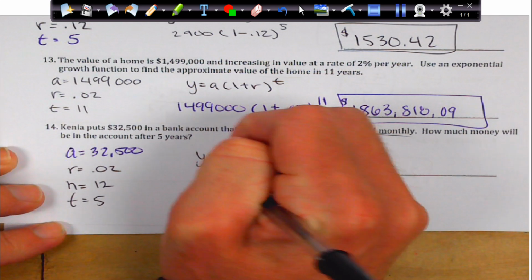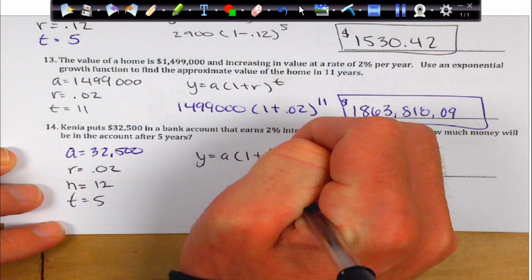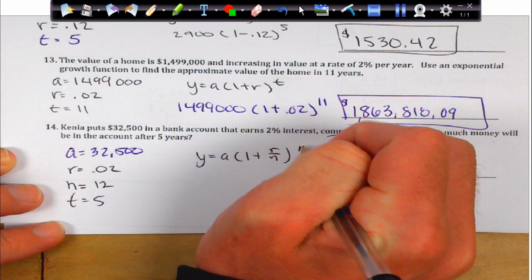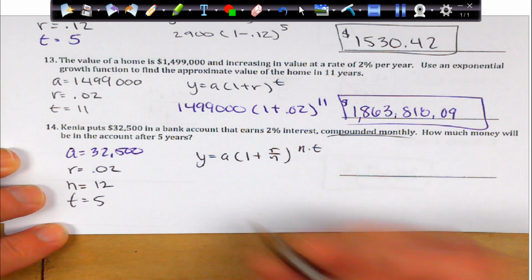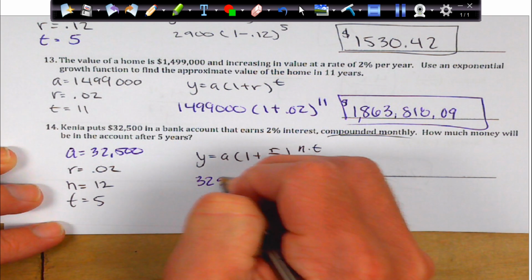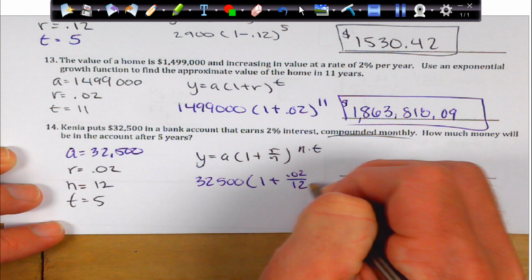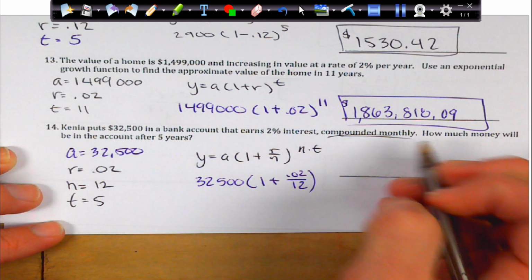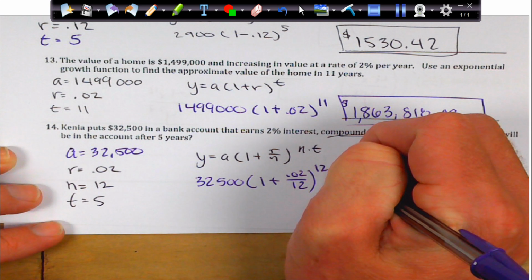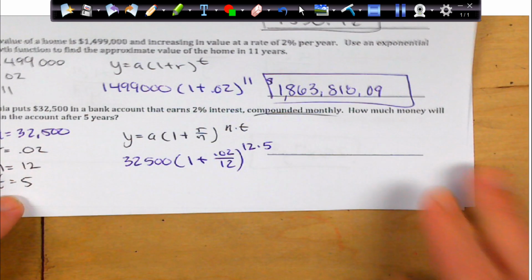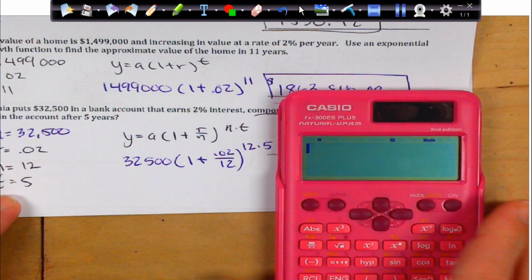So we're going to use our compound interest. Go figure, we used one of each. And we start with 32,500. 1 plus 0.02 over 12. That's how often I'm going to be doing that. And then 12 times 5. Again, just grab your calculator. We should be able to do this all in one step.